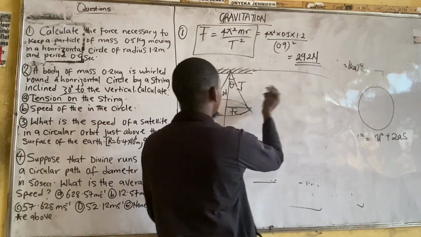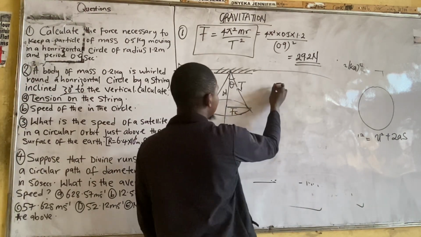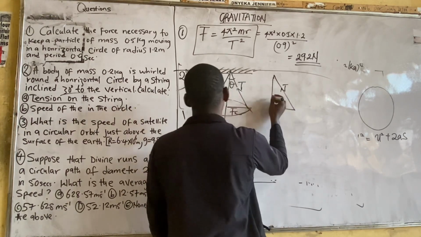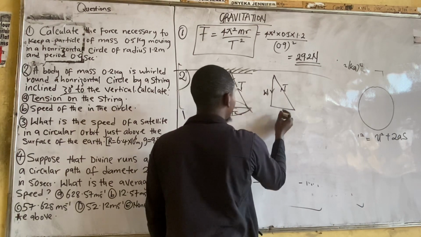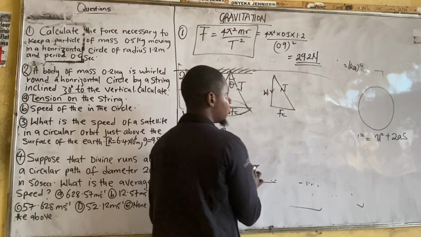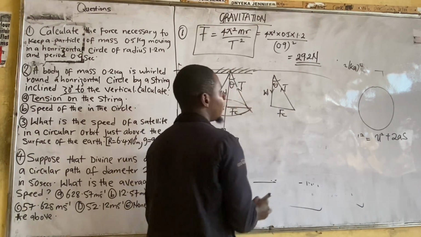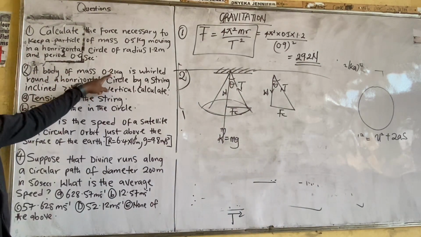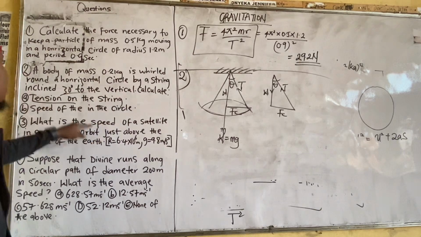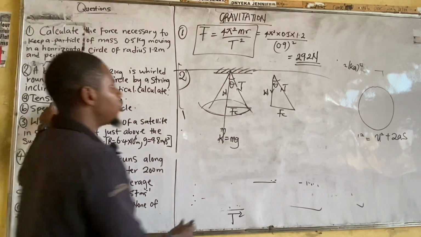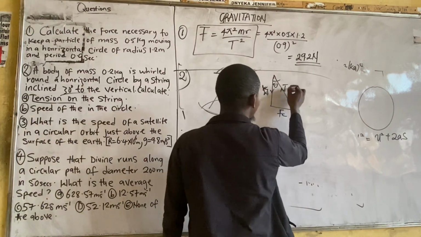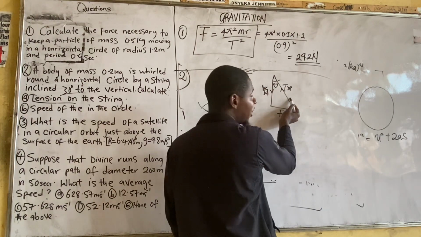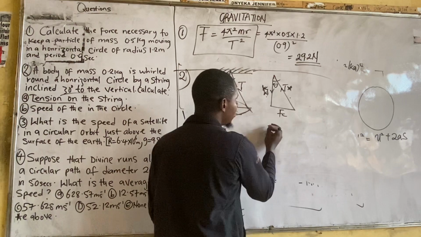Now pay attention. One can easily see that this is the tension, this is the weight of the body, and this is the centripetal force, and this is the angle theta. Now that you have the mass, you can get the weight of the body, and you have to get the tension. So we are trying to relate these. What is the relationship? This is theta, this is the hypotenuse, this is the adjacent.